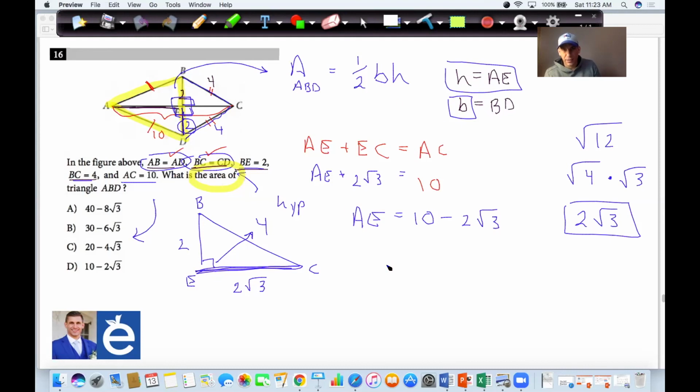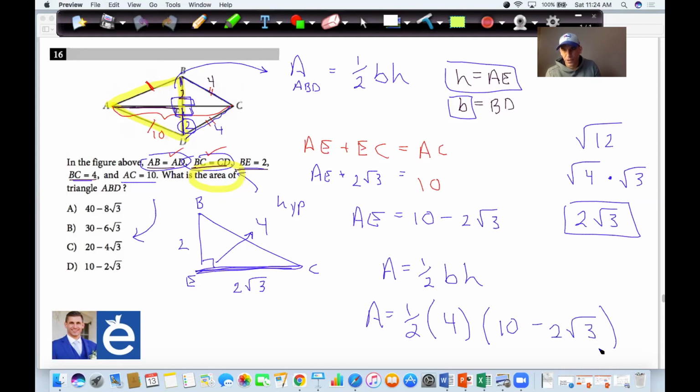So what I end up getting when I do my entire area of a triangle is area equals half of base times height. My area is going to be half of, and this is going to be 4, because it's going to be both of these together. It's BD altogether. It's 4, 2 plus 2. And then my height, which was the hard part to figure out, is 10 minus 2 radical 3, okay?